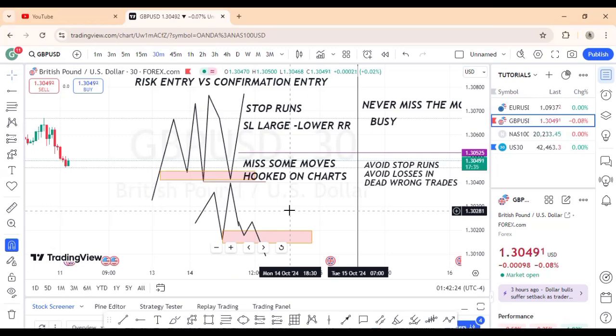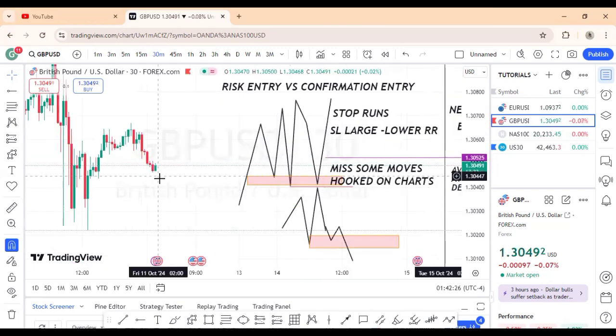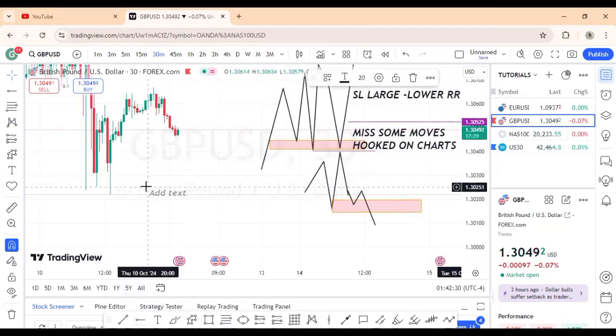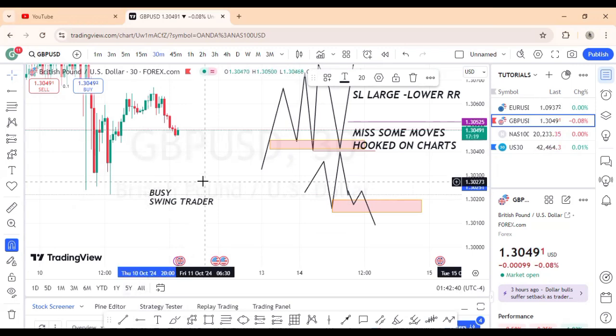Now I want to say something. Risk entry is very suitable, like I said, for people that are busy, and people that like to hold trades for a long time. So if you're a swing trader, of course you might want to employ the approach of risk entry. You don't always have to be on chart. Just take a trade and then allow it to move in your direction.